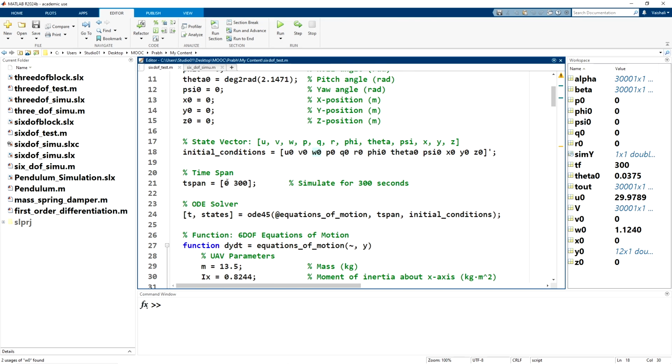Time span I am considering the same, 0 to 300 seconds, and the ODE solver I am using the same, that is ODE45, which uses the Runge-Kutta method. The output is t and the states. Here states we have 12 instead of 6 that was there in the 3-DOF simulation, and the syntax for ODE45 remains the same, that is we call the function file equations of motion, comma, the time span, which is 0 to 300 seconds, with the given initial conditions that we have over here.